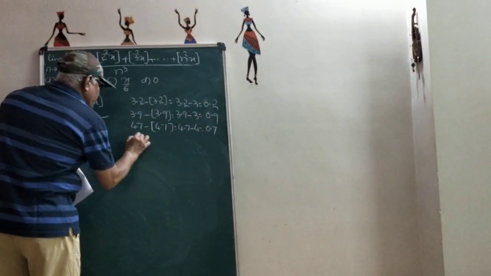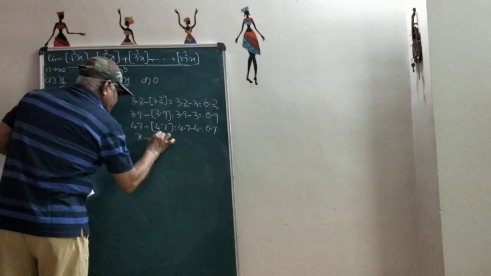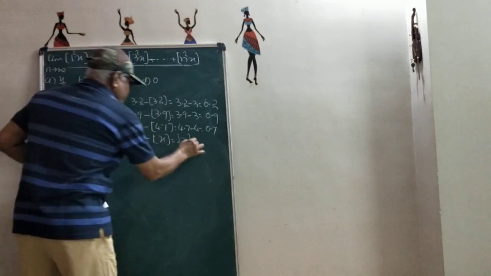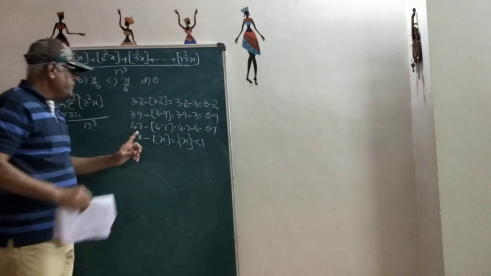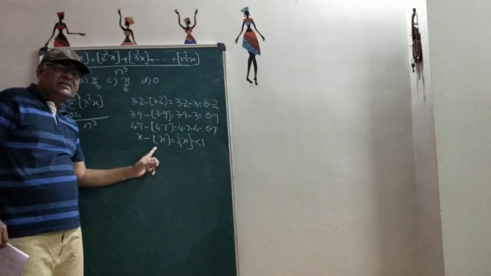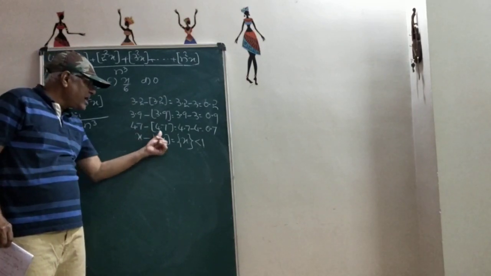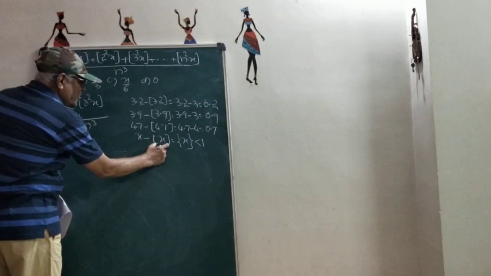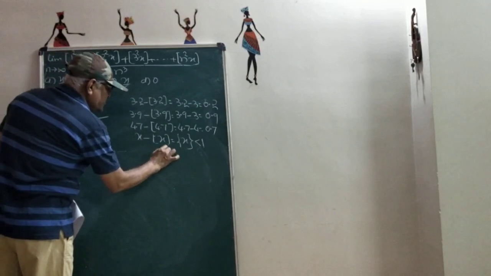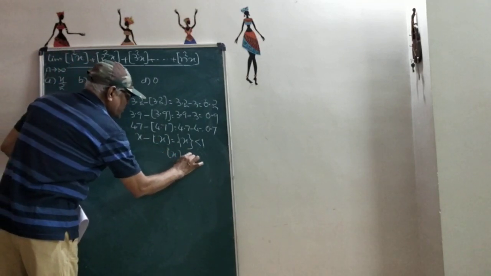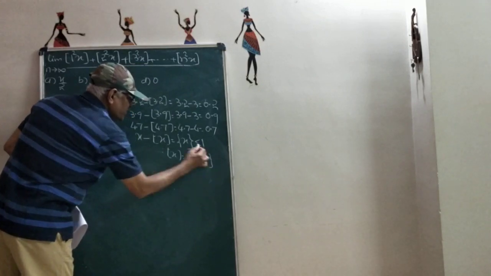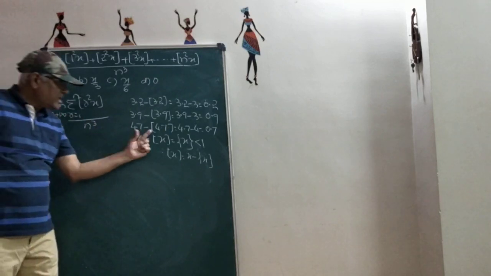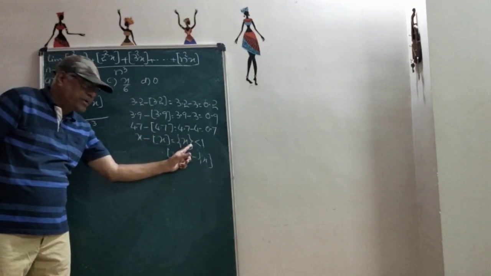So what you can write here? It is x minus greatest integer x. Is it equal to the fractional part of x? And this value is always less than 1. That is x minus its integral part. That is, a number minus its integral part is always equal to the fractional part. So by means of this, what you can write here? The greatest integer x is equal to x minus its fractional part.